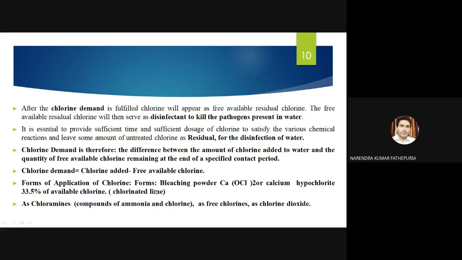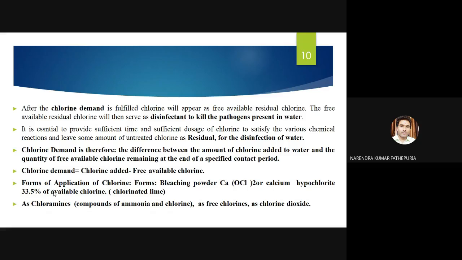These are the forms of application of chlorine. Some forms like bleaching powder you can use for the chlorine addition, and calcium hypochlorite is commonly used. Calcium hypochlorite has roughly 36% or 33.5% of available chlorine. Most of the time, calcium hypochlorite is used in powder form, in solid form, as a chlorinating agent for disinfection, for pre-chlorination as well as post-chlorination.